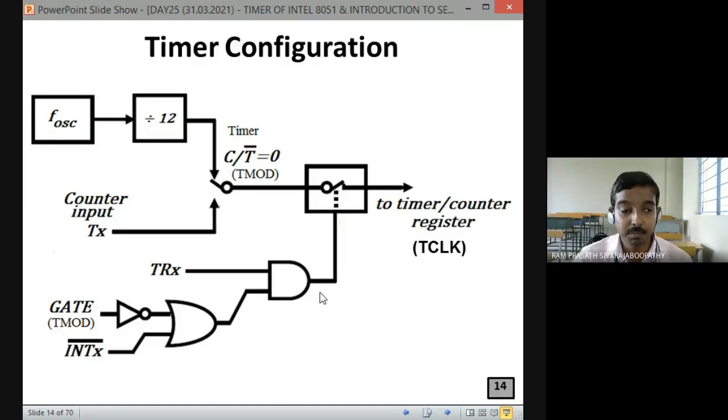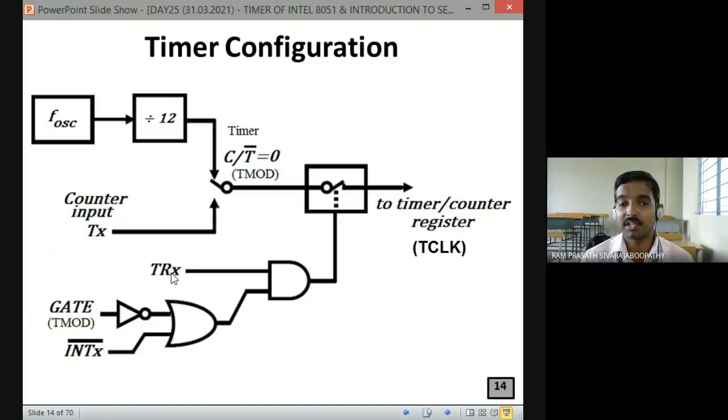On seeing this portion, you can tell. See, in the diagram paathu, பயந்துக்க வேணாம். It's very, very simple only. Fine. Yes. TRX kandipa 1 இருக்கணும். What is TRX? TR1, TR0.